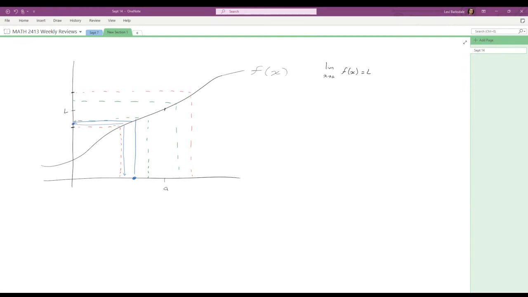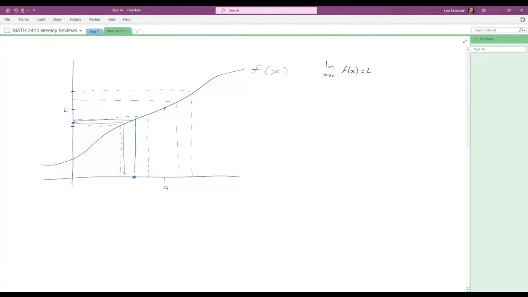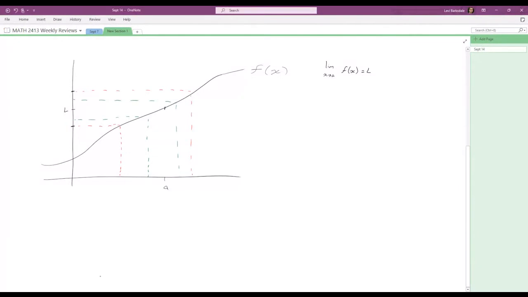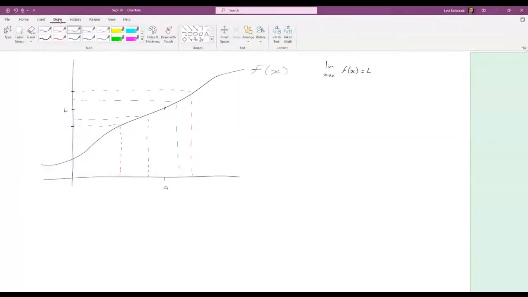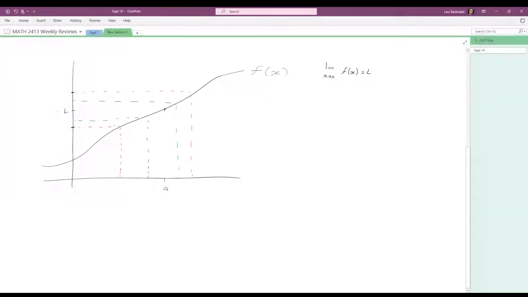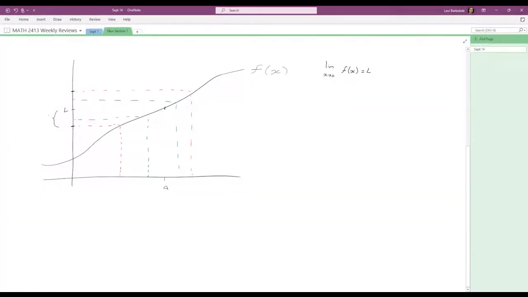Cool. So if we were to write that down formally, let's see if I can erase all these little blue lines. If we were to write that down formally, here's how we do it. We call the y value range we're given, we call this epsilon.